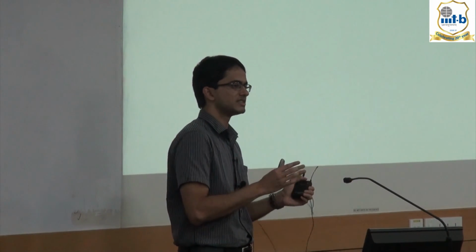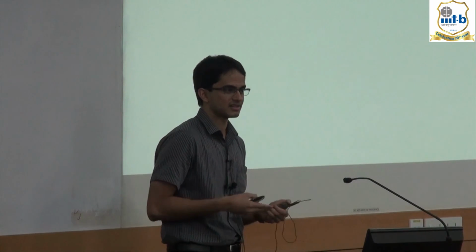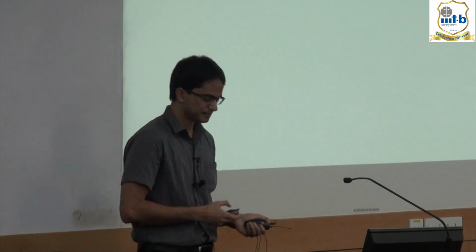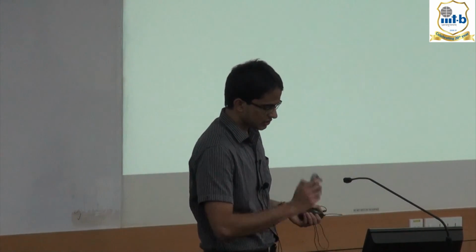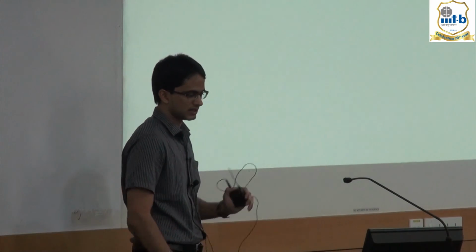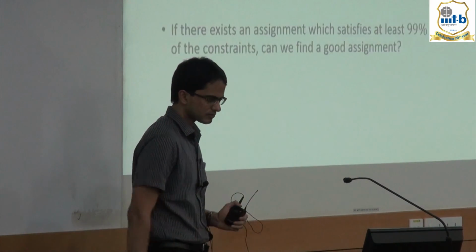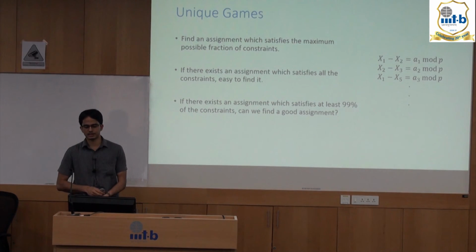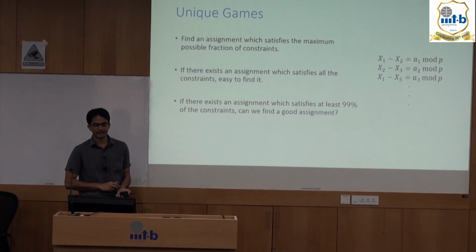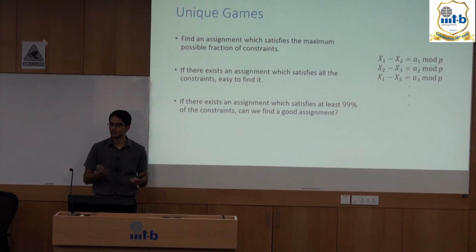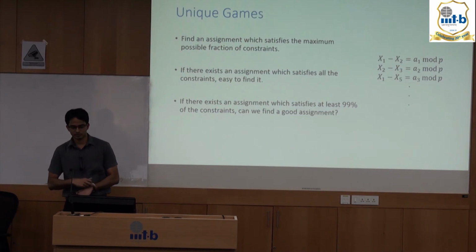You should contrast this with the SAT problem, where even if there exists an assignment which satisfies all the constraints, you cannot find it. It's NP hard to find such an assignment. So this is when the instance is completely satisfiable. If I tell you that there exists an assignment which satisfies at least 99% of the constraints, can you find this assignment?